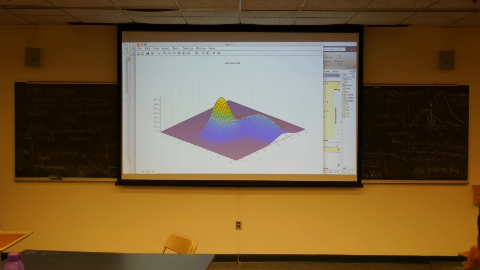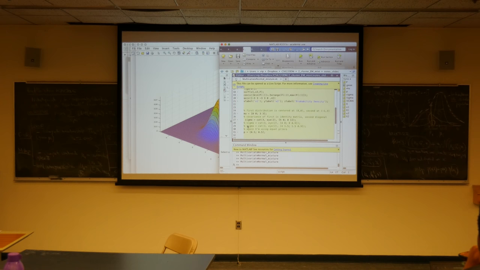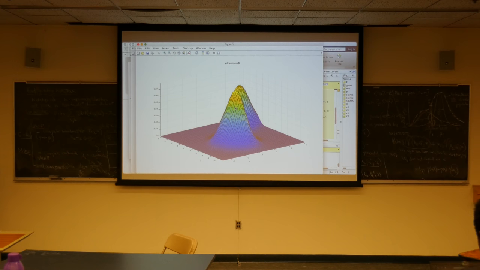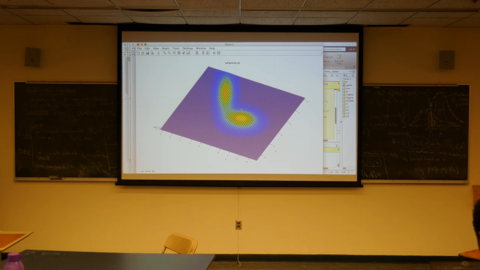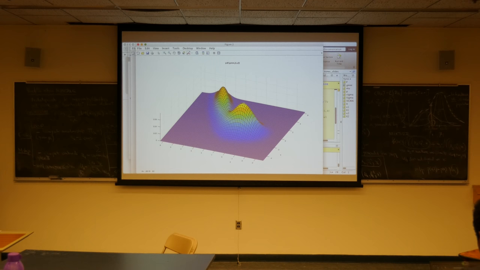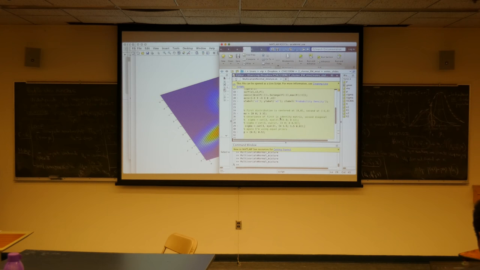Now, suppose I leave the means alone and change these sigmas. Let me see this one here. So one is aligned with the axis, the other one is not. Each one of them is what you've seen before, but now there's a mixture between them. And I have these mixture coefficients here, 0.5, 0.5. Suppose I want to change those. Suppose I make them 0.7 and 0.3.